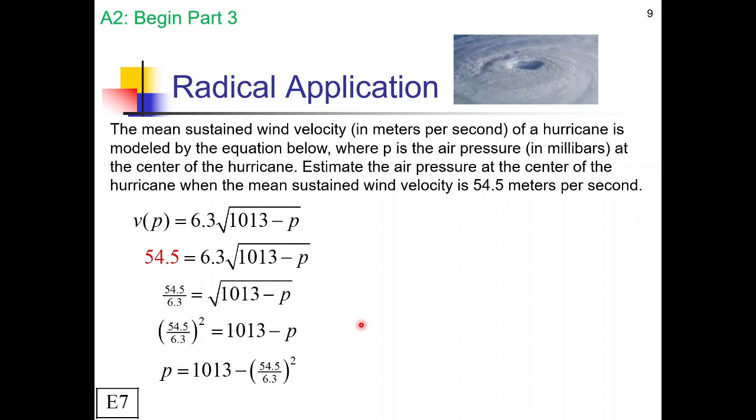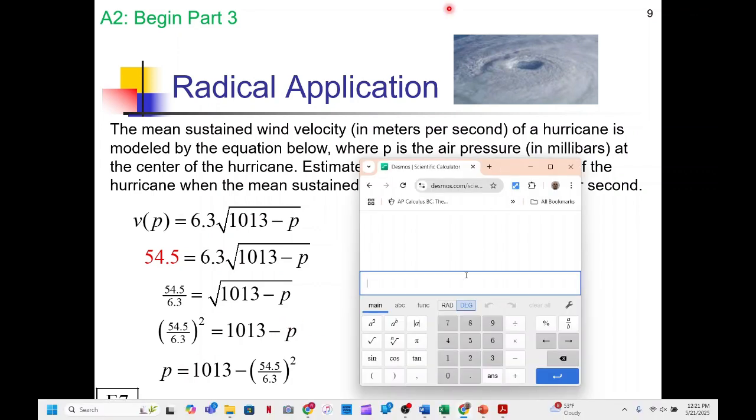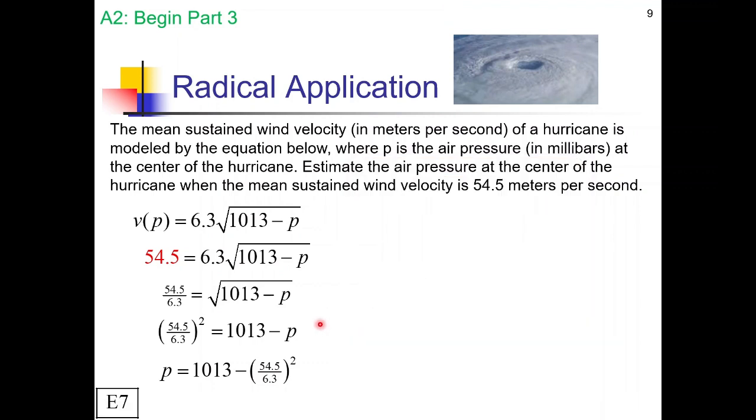Let me go to Desmos and plug this in. All right, so we've got 1013 minus, I'll open a parentheses here and do a little fraction in there, 54.5 divided by 6.3, close that, square it, and it comes out to about 938.16, and that's again going to be in millibars.